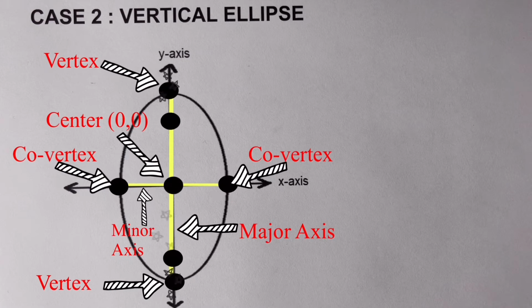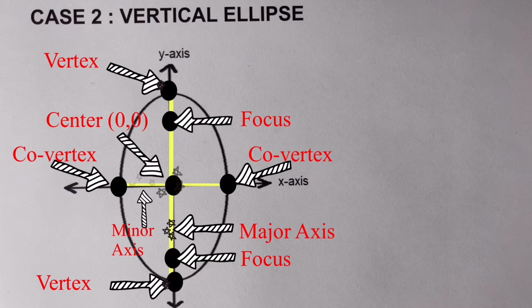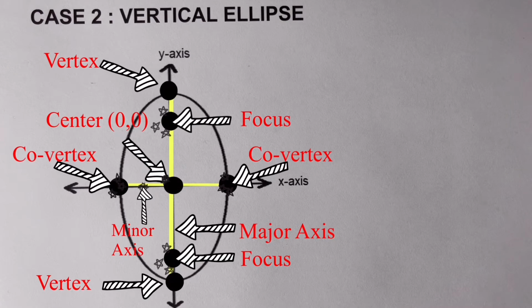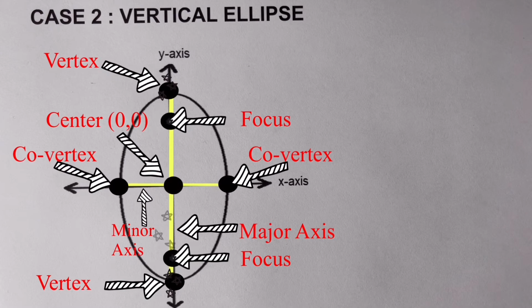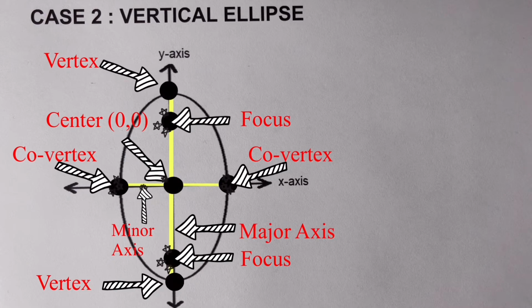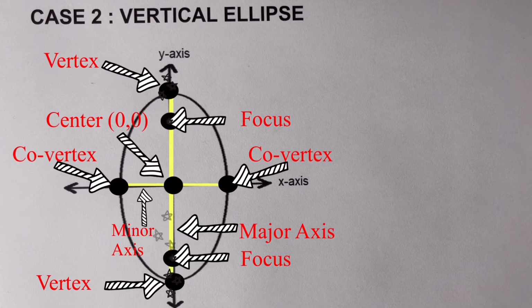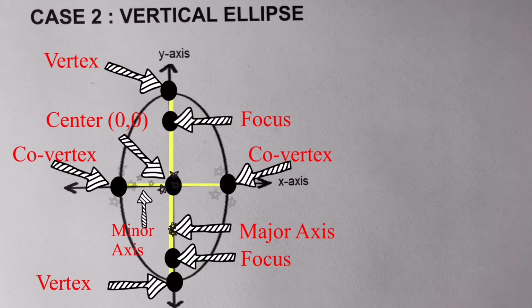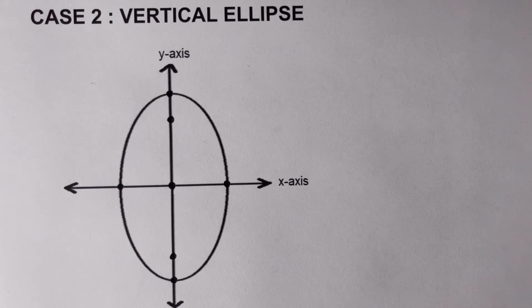Now, we also have another part which we call the focus. So these two points right here are our foci. So pretty much these are the parts of an ellipse. It doesn't really matter if it's a vertical ellipse or a horizontal ellipse. The parts would still be the same. Now, we also remember that we have the semi-major axis. This is half of the major axis, which means this connects the center to the vertex, and we are going to label this as a.